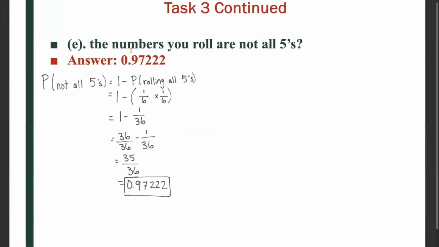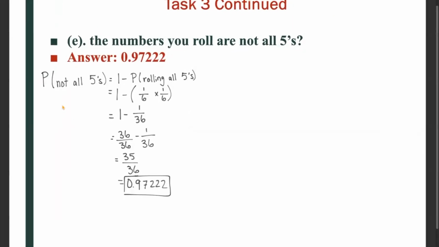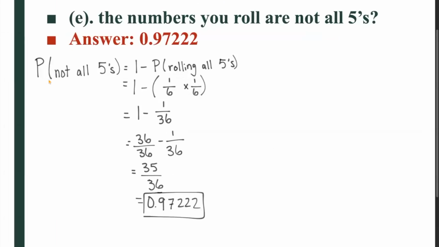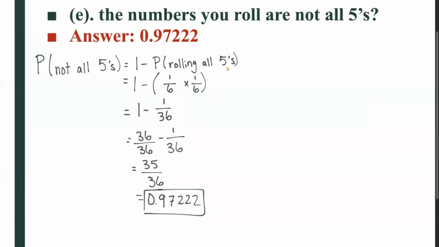All right, what about the probability that the numbers you roll are not all 5s? So here, I'm using the complement rule again. So the probability of rolling not all 5s is equivalent to 1 minus its complement, which is the probability of rolling all 5s. So if we roll all 5s, that means on the first roll, there's only one possibility of getting a 5 out of the 6 sides.